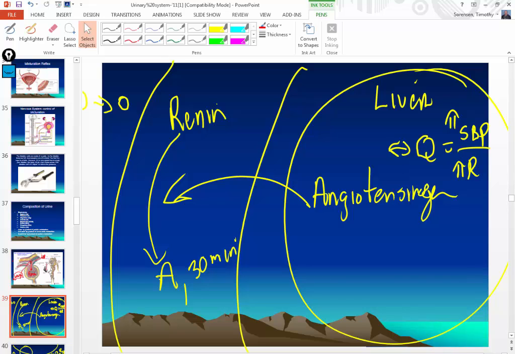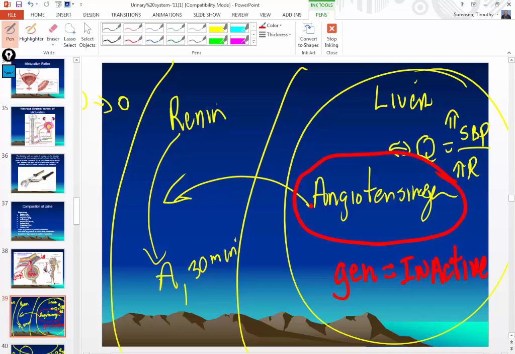A liver cell. Because I wrote 2 curved lines in a circle, and then I wrote liver. Continually produced by the liver, but in its inactive form, is a chemical compound called angiotensinogen. Anything with gen after it, gen equals inactive. Are you with me?